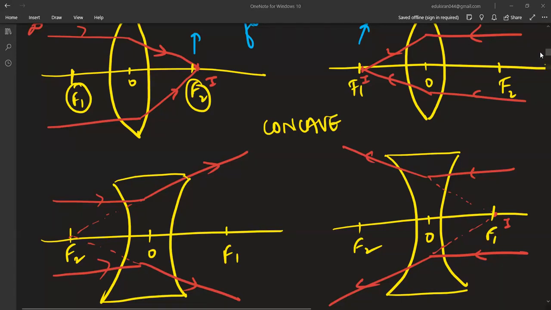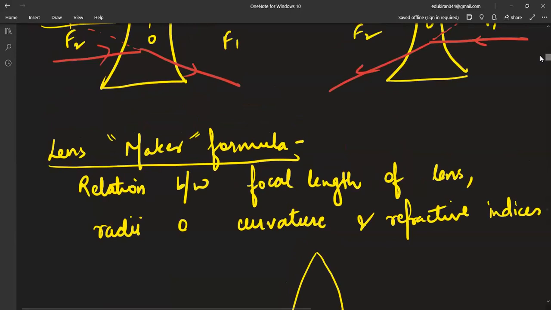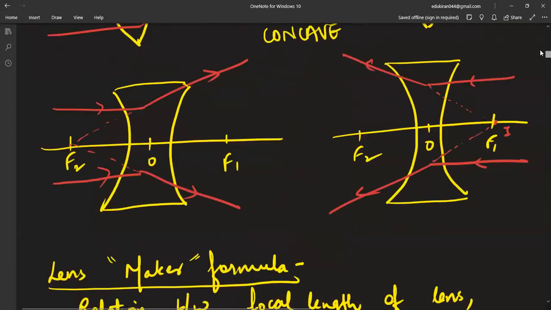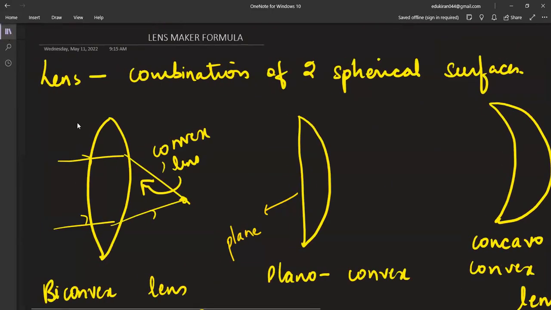Fine class, tomorrow I'll start with the derivation of the lens maker formula. Basically, you have the relationship between the radii of curvature, both of them, the refractive indices of both the surfaces, and the focal length. So from this, you will be able to calculate power also. I'll discuss it tomorrow only. So the lens maker formula will be completed.